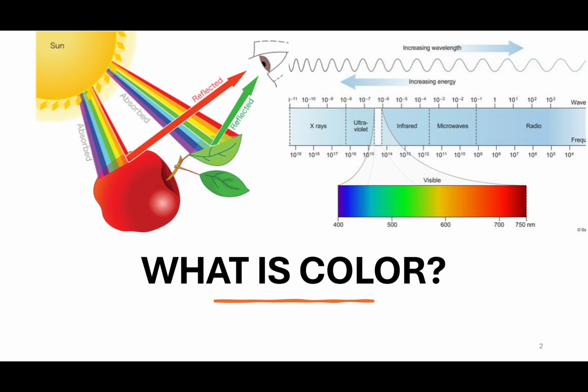The visible spectrum ranges from about 400 to 700 nanometers. Shorter wavelengths are cooler colors like violet and blues. The medium wavelengths are green, and the longer wavelengths are warmer colors like yellow and red.